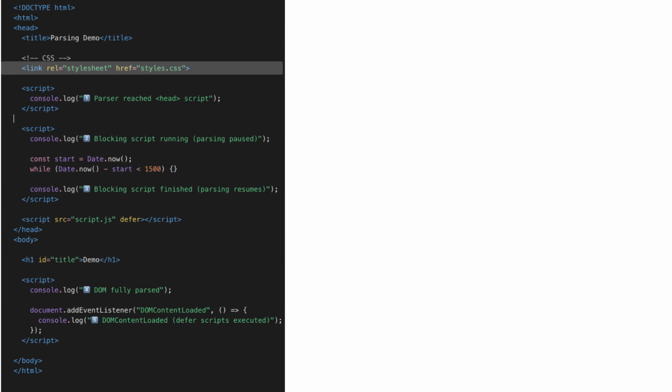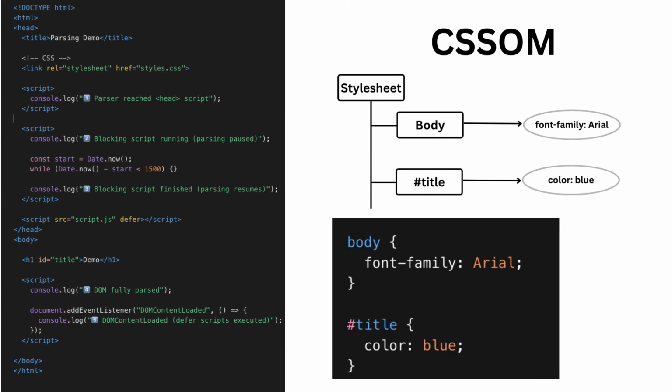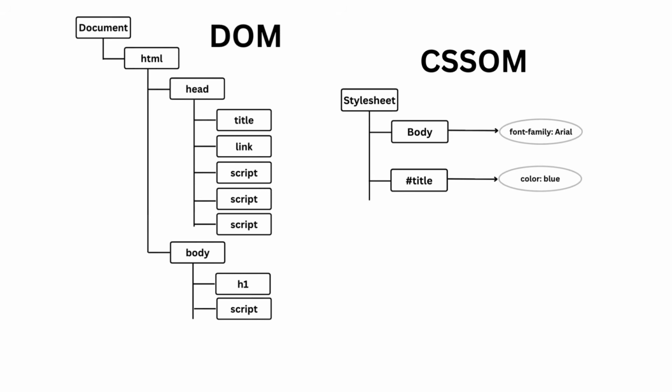At the same time, the browser looks for CSS. When it finds a style sheet, it downloads it and builds the CSSOM, the CSS object model. This contains all the styling rules and how they apply to elements. So now we have the DOM for structure and the CSSOM for styling.